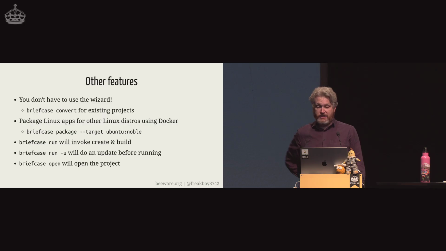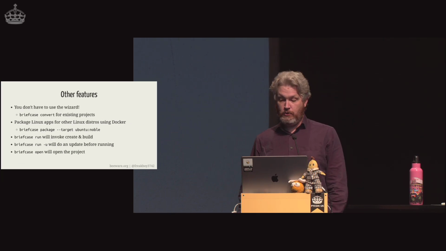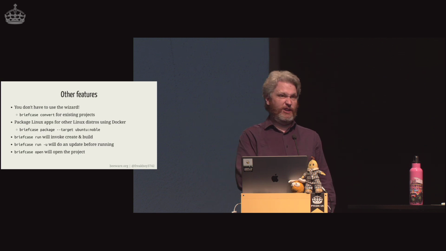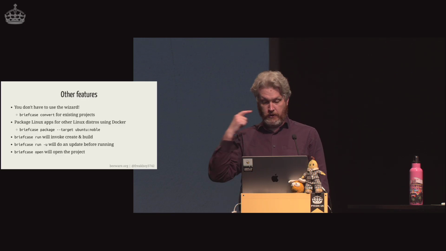Some other features of Briefcase that are worthy of note. Although I've used the wizard to bootstrap this project, you don't have to use the wizard. You can manually write your pyproject.toml Briefcase configuration from scratch, or if you've got an existing project with a pyproject.toml, Briefcase convert can be used to add a Briefcase configuration to that pre-existing project. If you're on Linux, you can also target different distributions using Docker. Provide a --target option with a Docker base image when building and packaging your app. Briefcase will use Docker to build a deb package when you're running natively on Fedora. You can even use Docker to test the app and export the display out through X Windows.